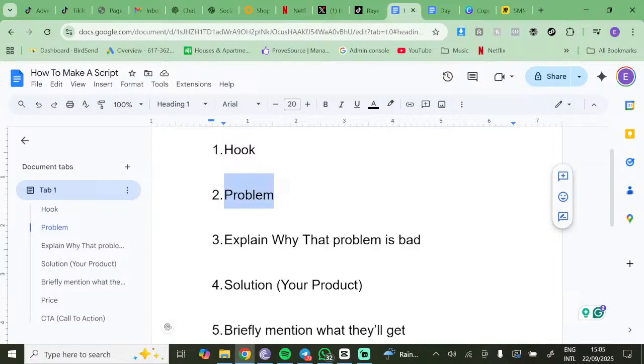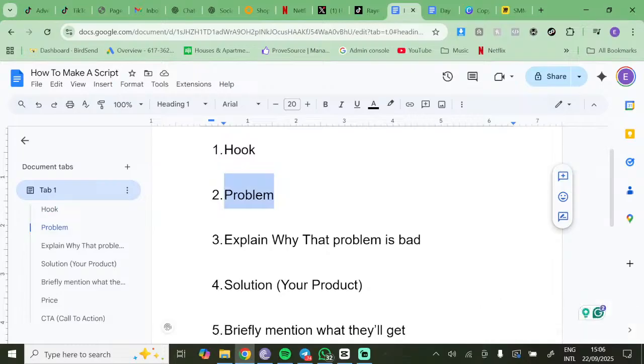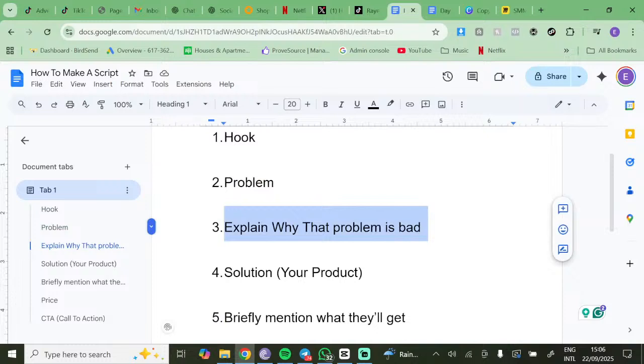So let's say now I'm making content where I say to people, here's 5 types of businesses you can start in 2025 to make your first million. That's my hook, right? Now I'll mention the problem that they're facing. So I'll be like, if you don't have a business in 2025, you're going to really struggle to survive in Nigeria. That's the problem, right? Now I'm going to explain why the problem is bad.